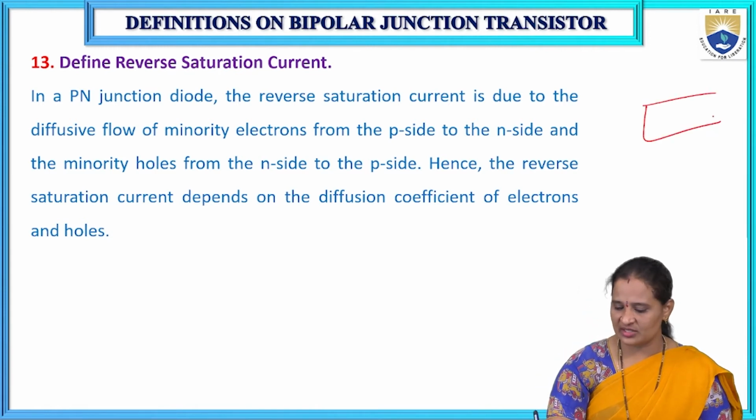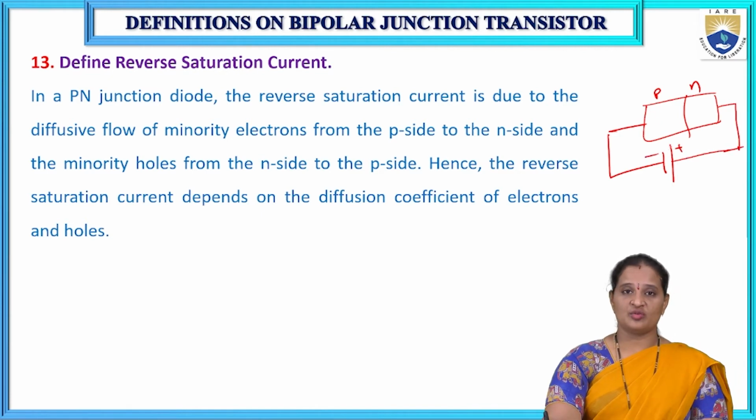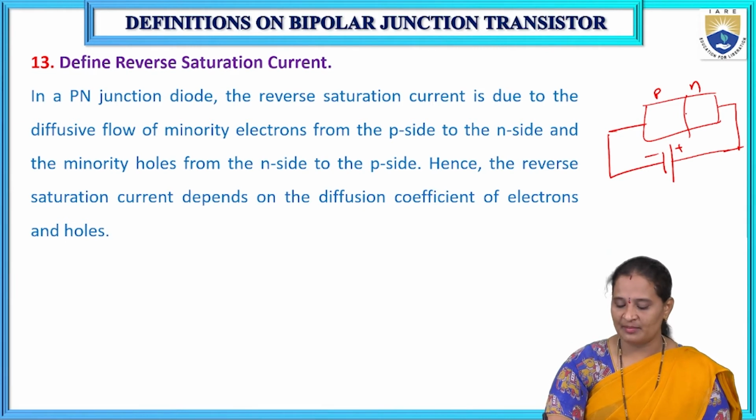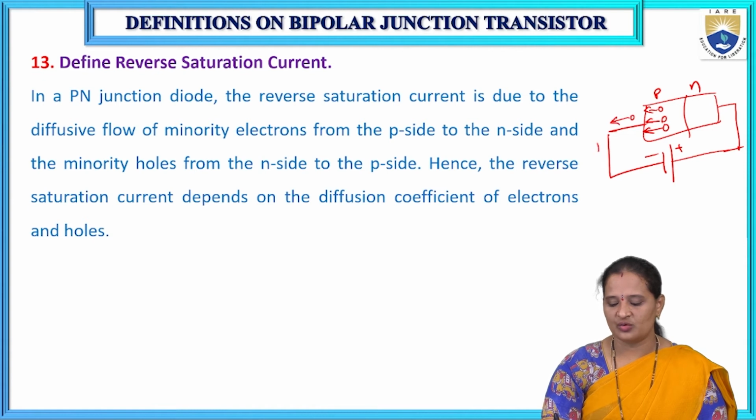For example, let us consider a PN junction diode. This is my PN junction diode. How to reverse bias this? The negative terminal of the battery should be connected to P-type material, whereas the positive terminal of the battery is connected to the N-type material. So now what happens? Holes are attracted by the negative terminal of the battery, and hence holes are moving from P-type material towards the negative terminal of the battery. Right? Similarly, electrons are attracted by the positive terminal of the battery, and hence the electrons are moving towards the positive terminal of the battery.